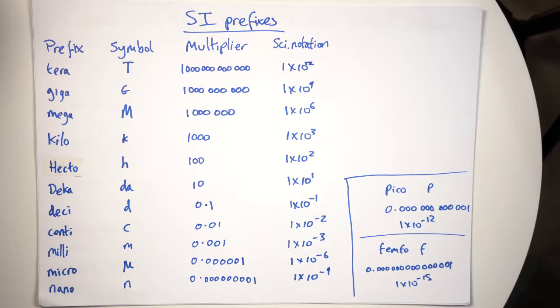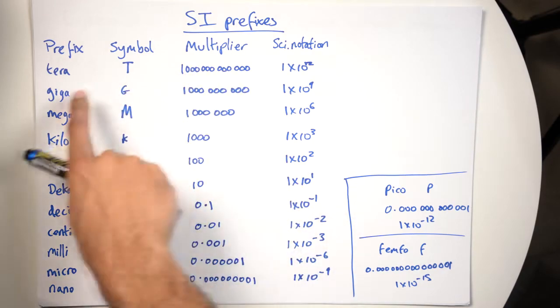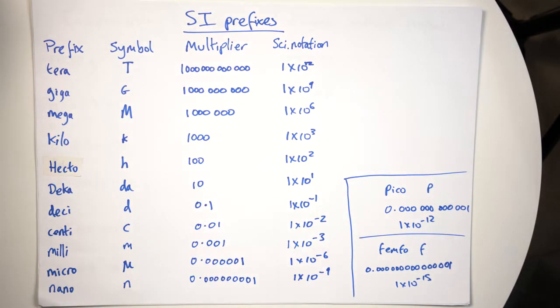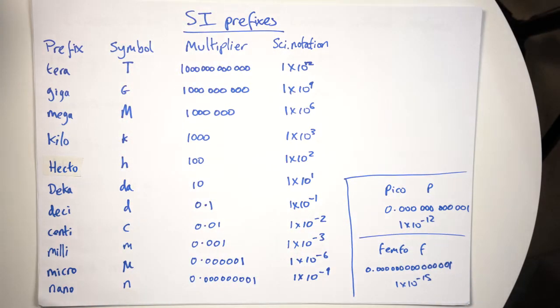So SI prefixes, these are used to express really awkward numbers. For example, you wouldn't want to write a number like that, so instead we use the prefix tera, for example, a terabyte. Similar for giga, mega, etc. So let's just quickly run through some of these.